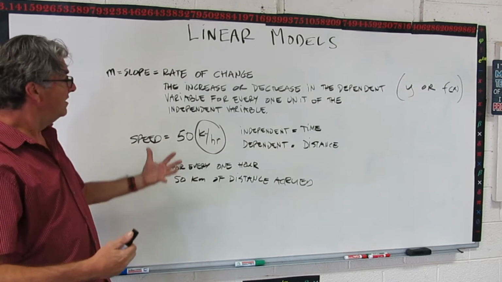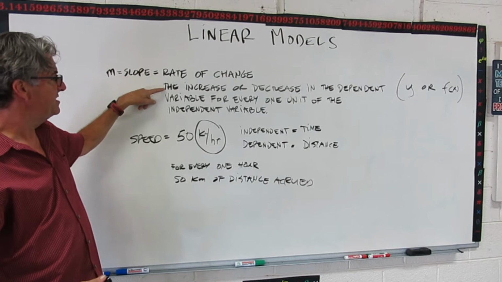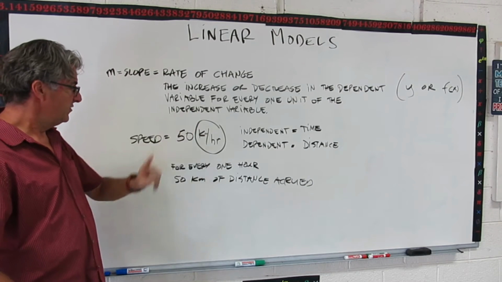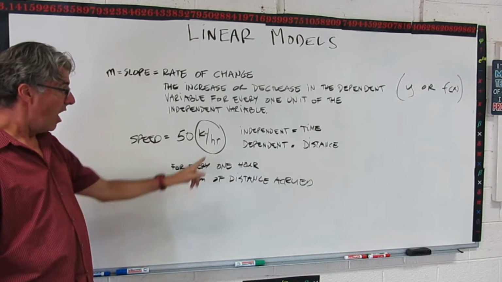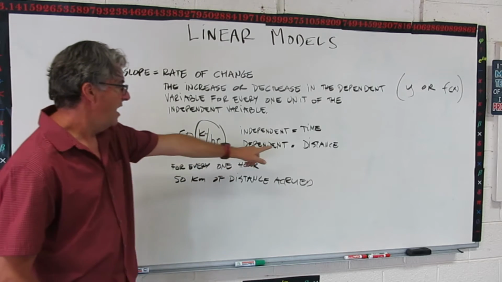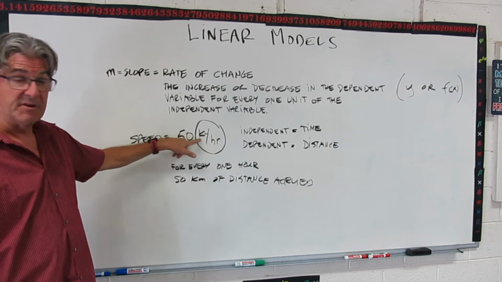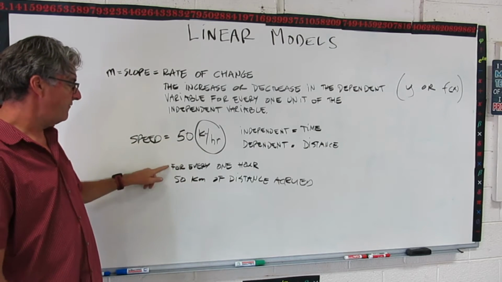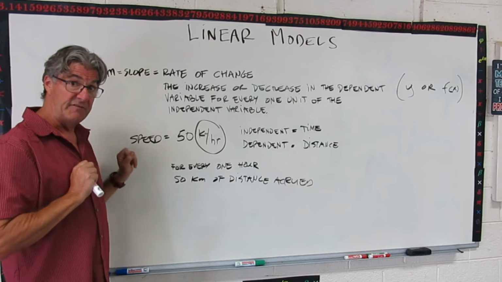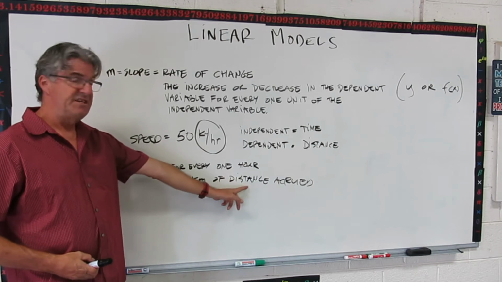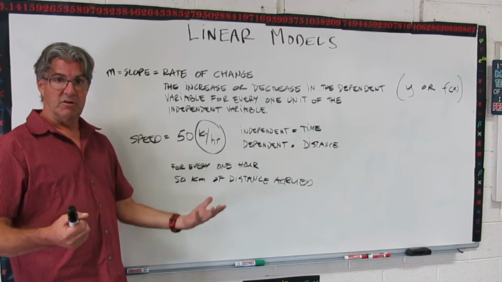So, here we go. Increase or decrease in dependent variable for every 1 unit of the independent variable. So in this case, 50 kilometers per hour, our 1 unit is an hour, 1 hour. And our dependent variable is the kilometers. So this rate of speed means that for every 1 hour, 1 unit of independent, we get 50 kilometers of change in the distance, the dependent variable, accrued.